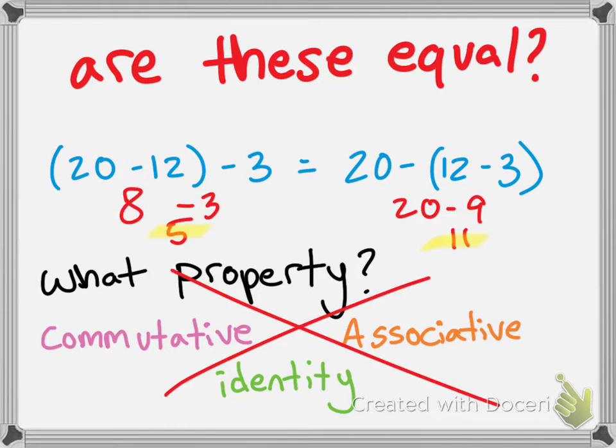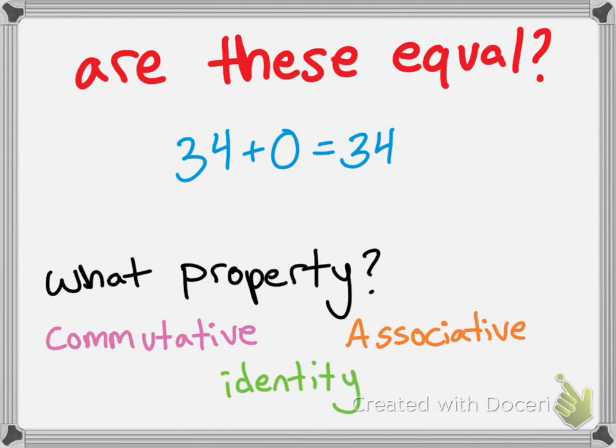They do not work. What about these ones? 34 plus 0 equals 34. Thumbs up or thumbs down if that works. Thumbs up or thumbs down. That works. Who'd like to raise their hand and tell me what property that is and why it works? Who would like to tell me which one that is? Amelia.